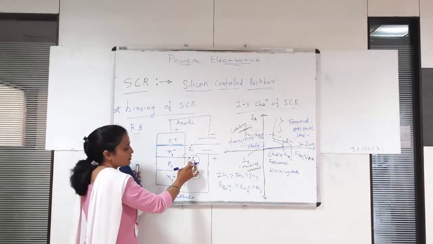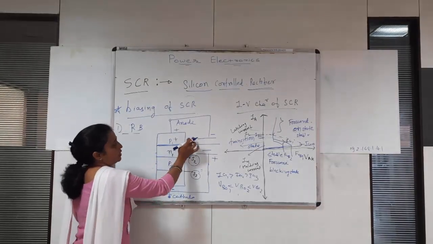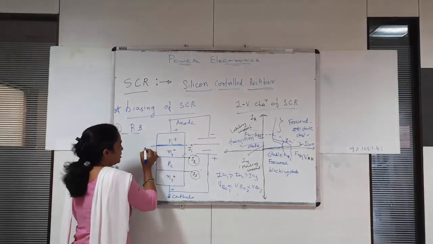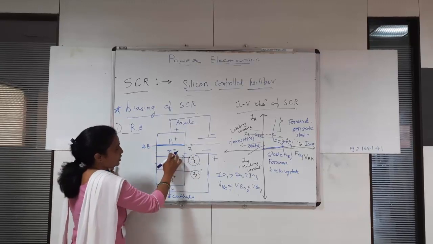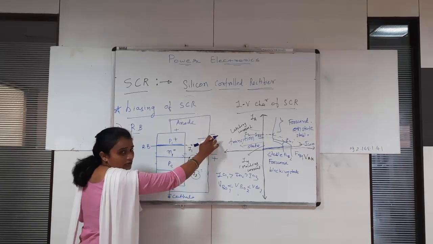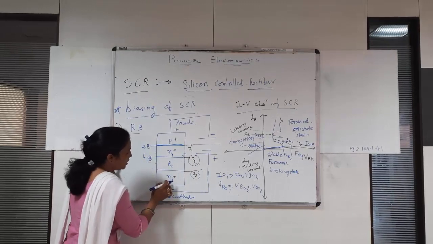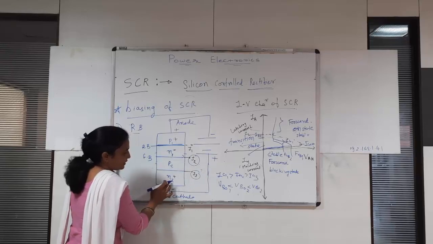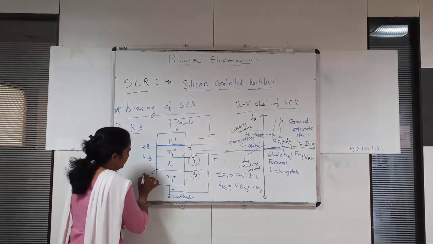Now what happens at the junctions J1, J2 and J3? Now see, this is the P1 layer. This is connected to the negative terminal of this cell, so this junction J1 acts as in the reverse bias. In the same way, at junction J2, the negative terminal is connected to the N layer, so it will act as in the forward bias. And in the same way, the N layer is connected to the positive terminal, so J3 also acts as in the reverse bias.